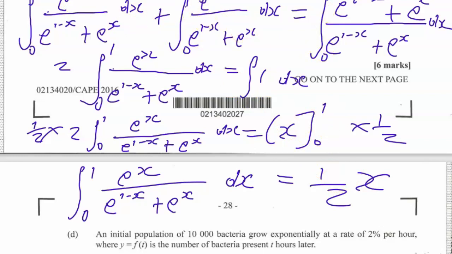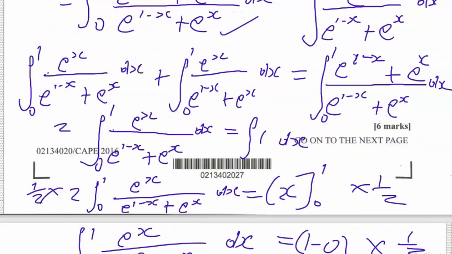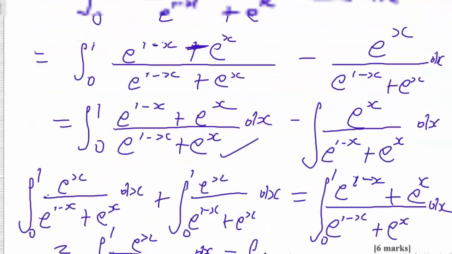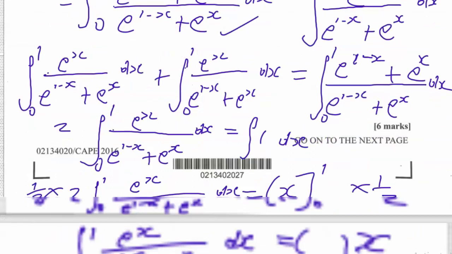So what we actually have here is 1 times half, evaluating between 1 and 0, so it's 1 minus 0, which is 1, which is equal to half. So that proves what we're asked to prove. Alright, let's move on to part D.